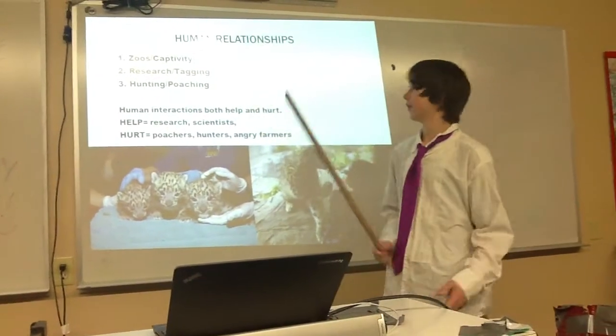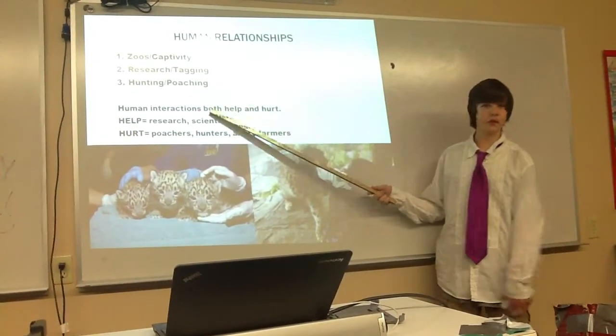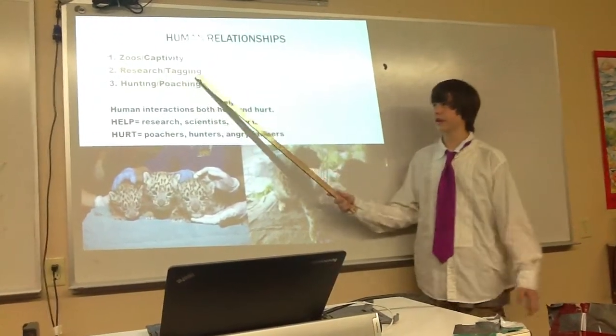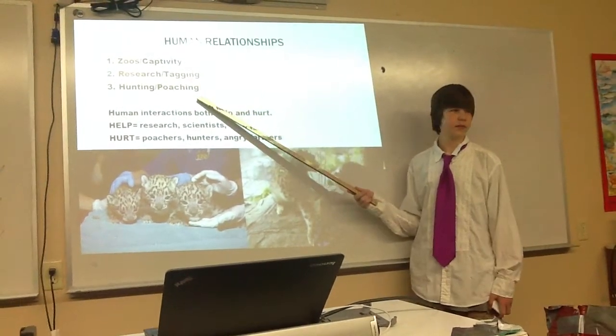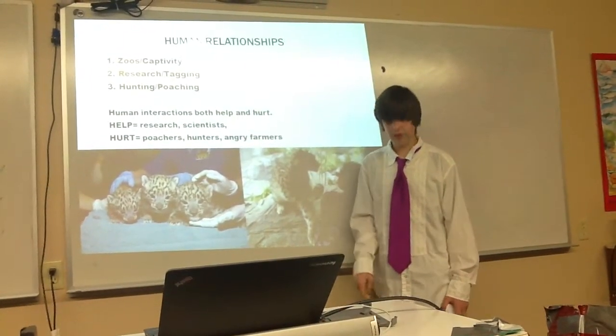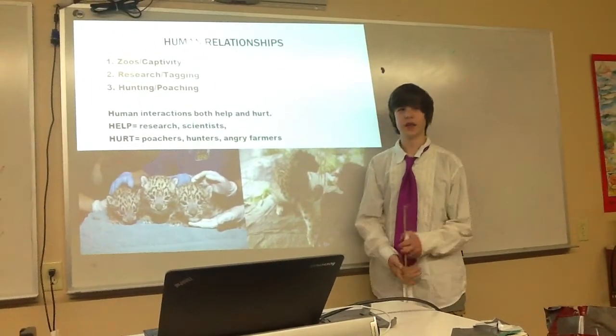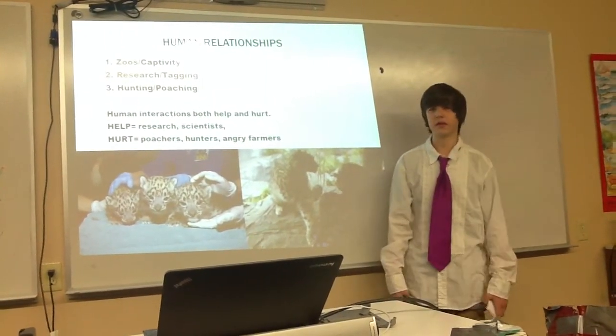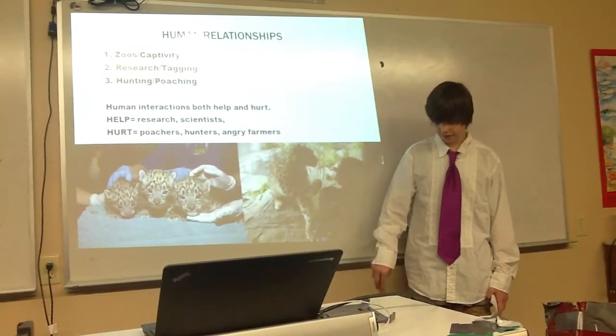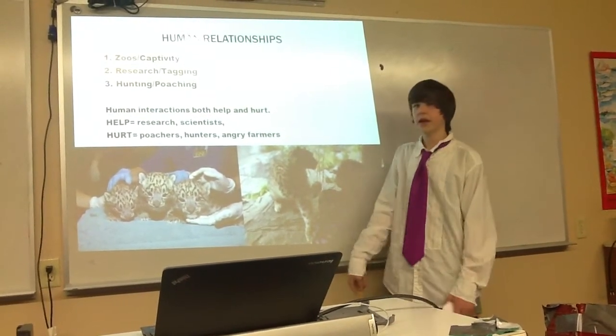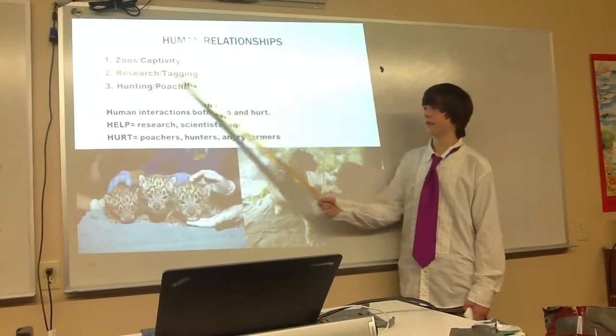Human relations. Humans interact with snow leopards through zoos in captivity, research, and tagging. Tagging means, like in the Planet Earth video, they would put a collar around the snow leopard so they could track it, because they don't want them going extinct, and it's better to monitor their population. And hunting and poaching isn't a good way to do it.